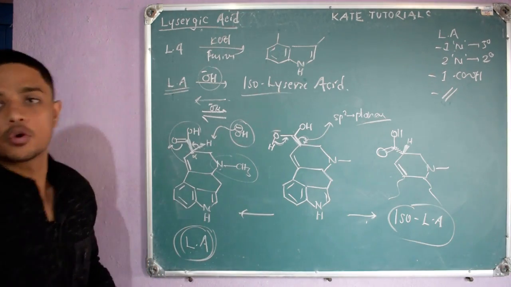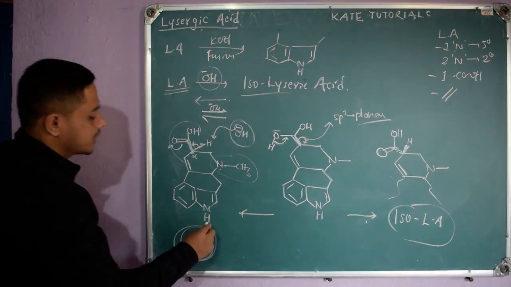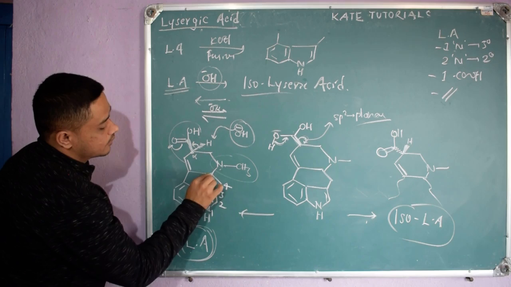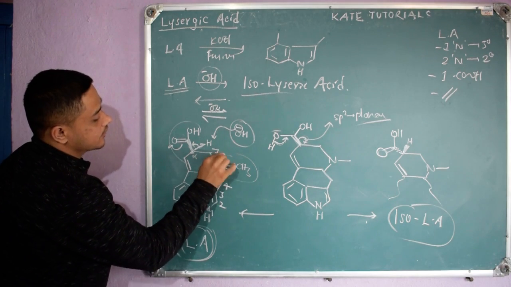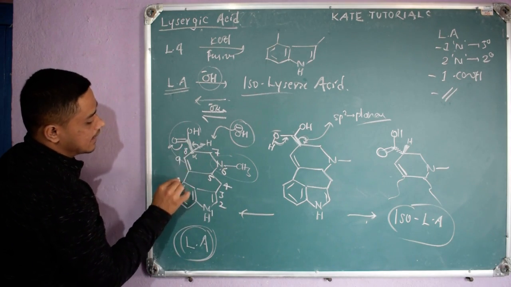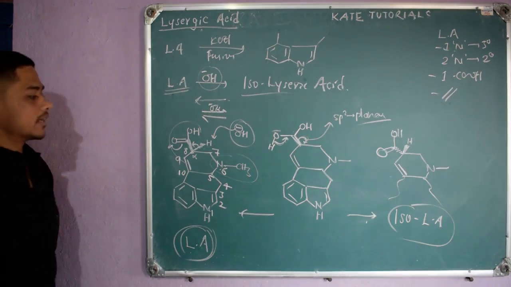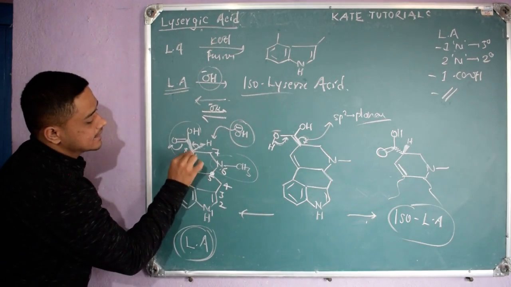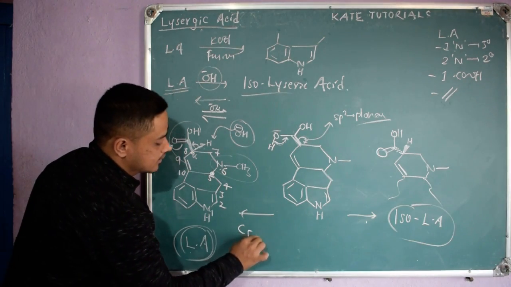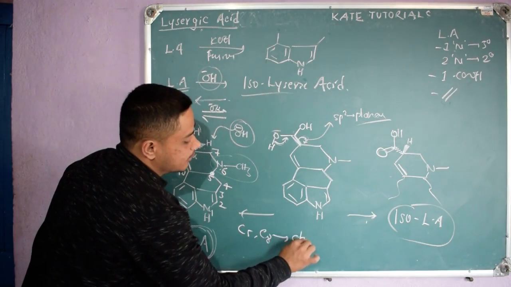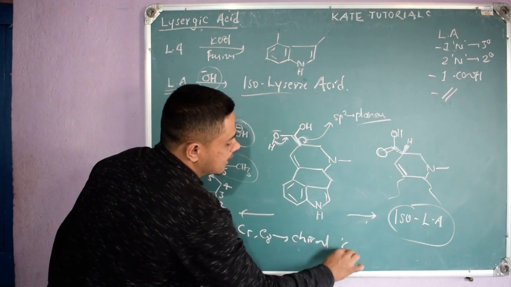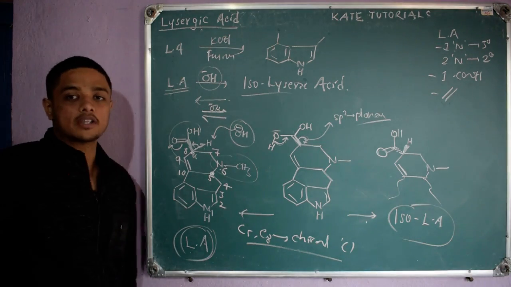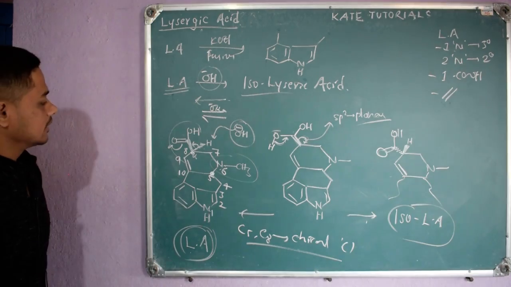One more thing before going further, I have to explain. The numbering will be like this: nitrogen 1, this carbon 2, 3, 4, 5, this nitrogen 6, this is 7, 8, and this is 9, and this carbon is 10. So what are the things we observe? C5 and C8 are chiral carbons. Because of these chiral carbons, it will show optical activity. We saw that it is dextrorotatory. That is one point.